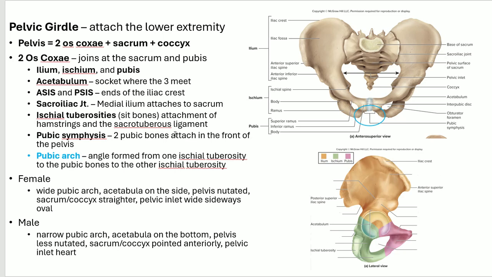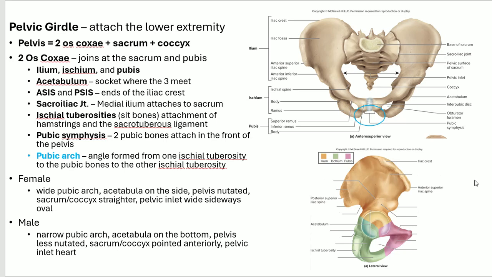The os coxa is made up of the ilium, the ischium, and the pubis. And the side of the os coxa is an indentation called the acetabulum. So that is a socket where the 3 meet: the ilium, the ischium, and the pubis. You can see it in this picture. You can't really see it very well here, but we will see it in an upcoming slide. So the acetabulum is a socket where the 3 meet, and that's where the femur attaches.